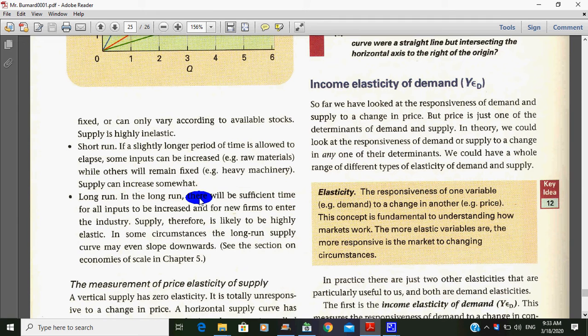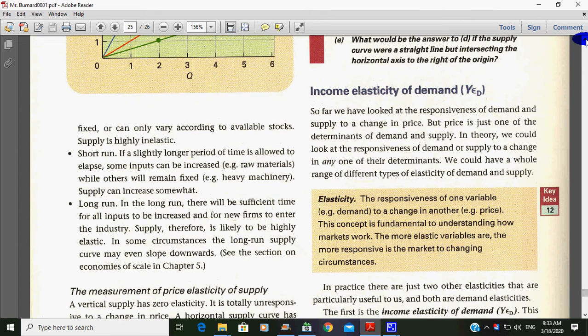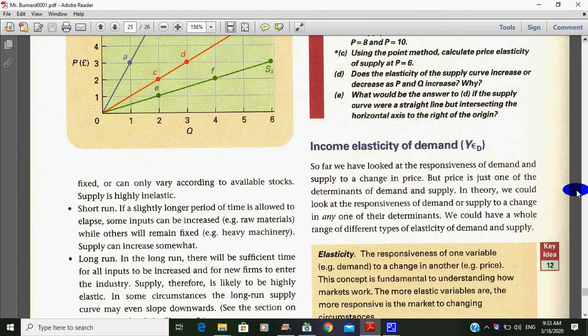In the long run, there will be sufficient time for all inputs to be increased and for new firms to enter the industry. Supply, therefore, is likely to be highly elastic in the long run. In some circumstances, the long run supply curve may even slope downwards. We will look at that in more detail later on.